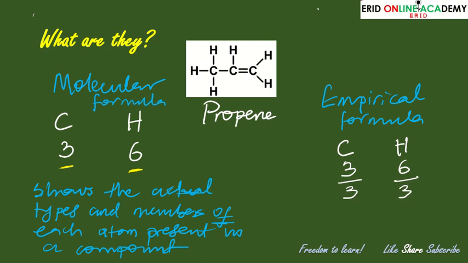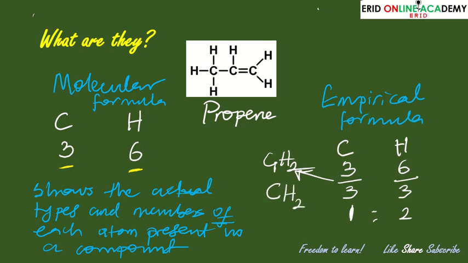So 3 divided by 3 and 6 divided by 3, we will be getting 1 and 2. So invariably the ratio of carbon to hydrogen will be CH2, that is C1H2. But because it is 1, we just write C and H2.